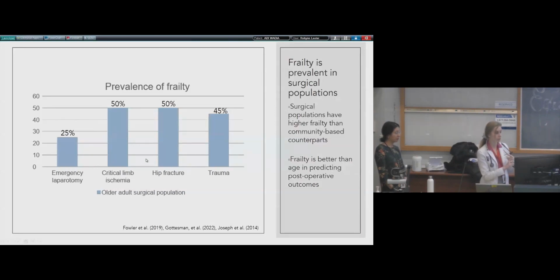So we know that of those over 65 going for hip fracture surgery, 50% of them are frail. Same with the vascular population. Trauma, there's a very high percentage of frailty in these populations.